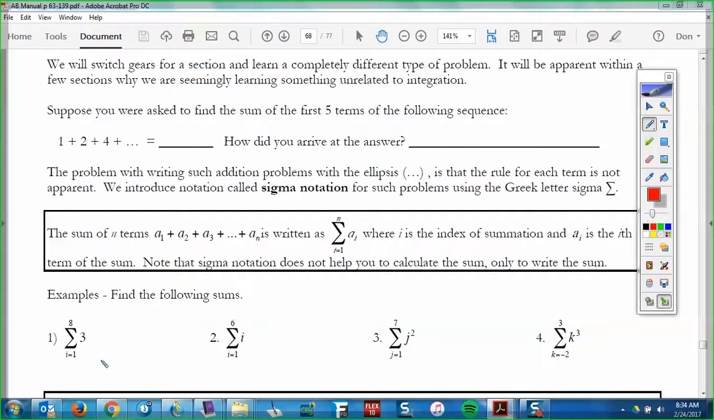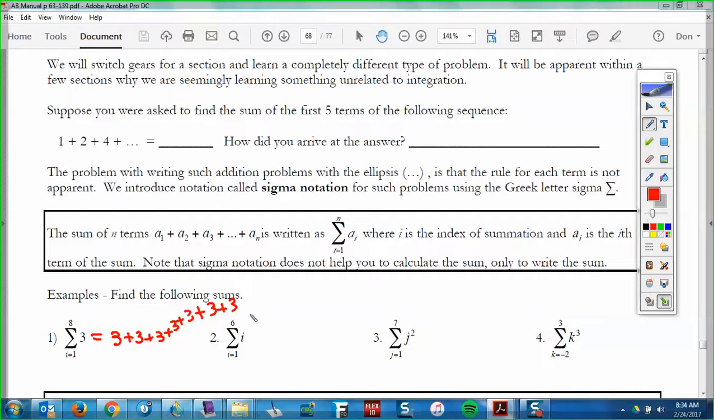So, let's just review sigma notation. What would this sigma right here be? You can write them down in your notes if you want. We usually use I, J, K for sigmas. It says I equals 1, up here it says 8, and right here it has a 3. What is this telling you to do? It's telling you to add 3 eight times.